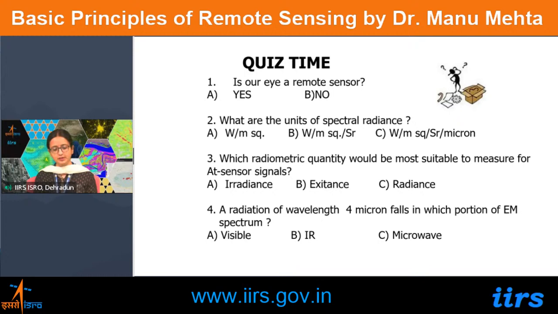Then which radiometric quantity would be most suitable to measure at-sensor signals? At-sensor signals means the signals which are reaching the sensor on the platform. So we need to gather the information on energy with respect to time, area, and solid angle also, because the sensor will have a particular field of view. So the answer will be radiance.